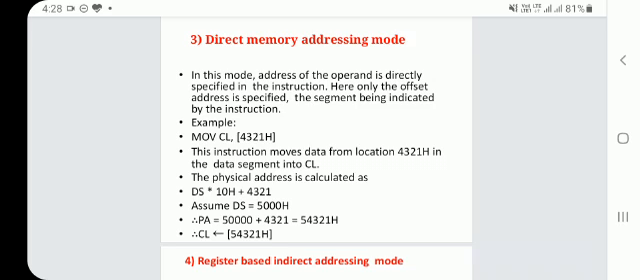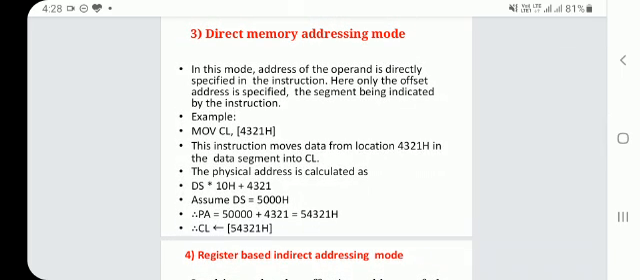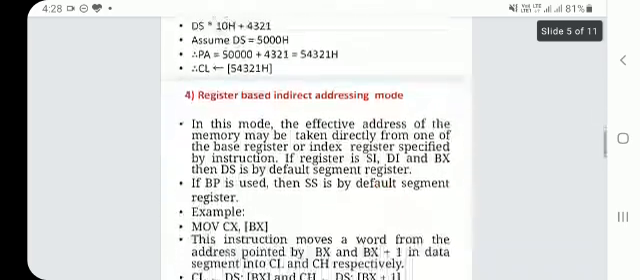So the physical address is calculated as data segment times 10H plus 4321. Suppose our data segment value is 5000H, we have to multiply it by 10, so we get 50000 plus 4321, that will be 54321H. So the data at this location will be transferred to our count register.